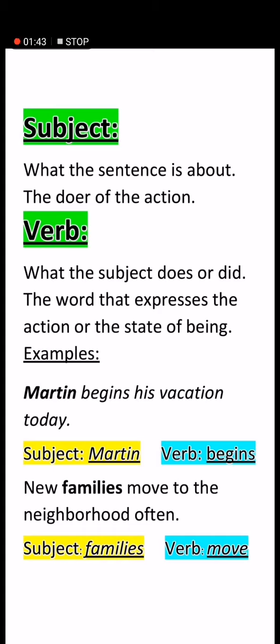Another example: new families move to the neighborhood often. What is the sentence about? It's about families. So families is the subject, while the verb is move. New families move. Here the subject is in the plural form, and we should use the plural form of the verb, which is move. So there is agreement here between the subject and the verb.